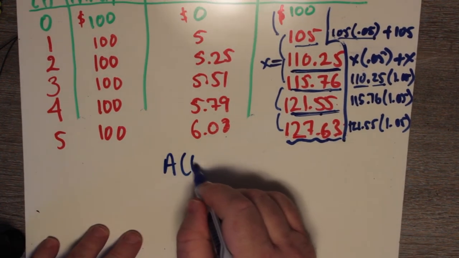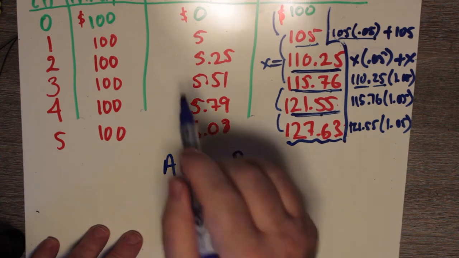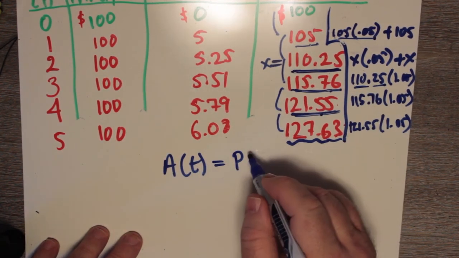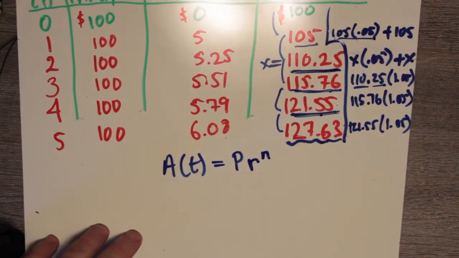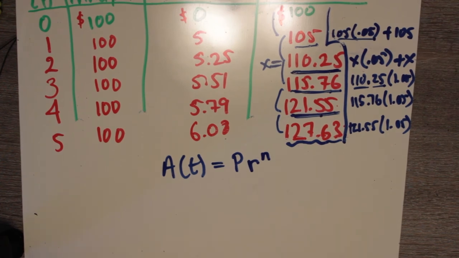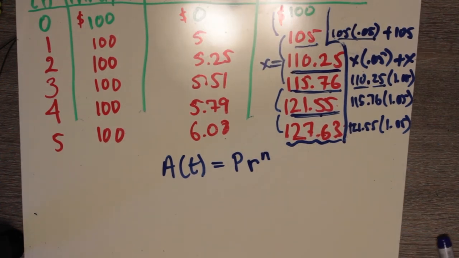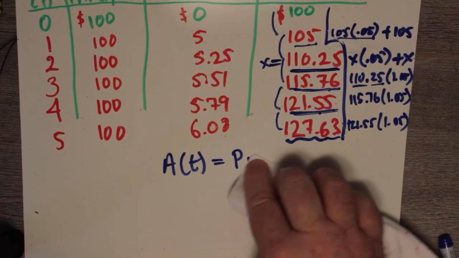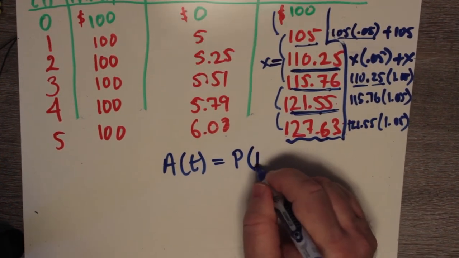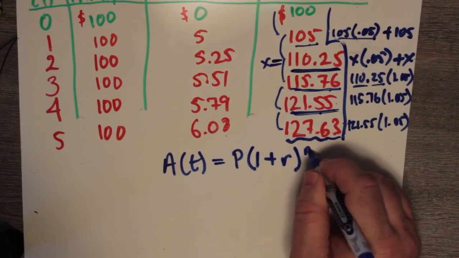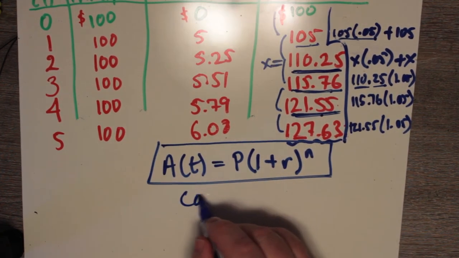So basically, my A of T then is a geometric series. So it's my principal amount, my $100, because I'm only going by my first number, times r to the power of n. So actually it's not really r, because I didn't multiply. This is not 0.05, right? R was 0.05, but I was multiplying by 1.05. My common ratio is 1.05. So that means I have to multiply by 1 plus my interest rate to the power n. And this is the formula for compound interest.